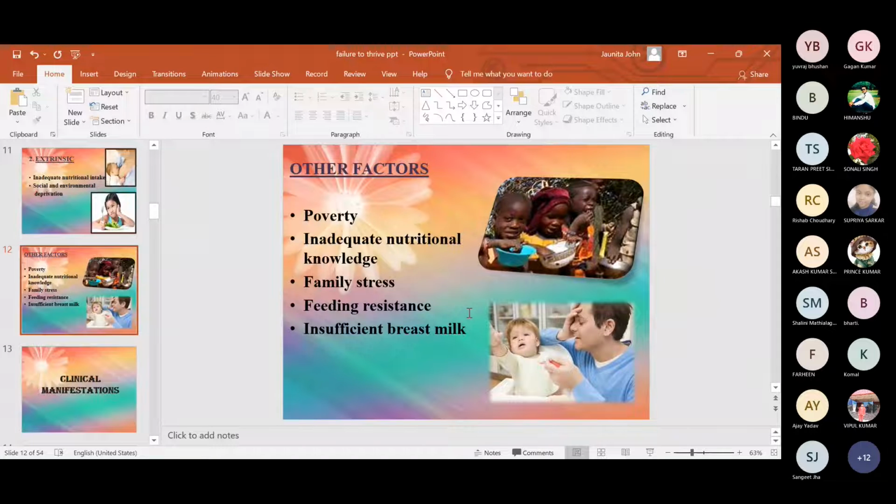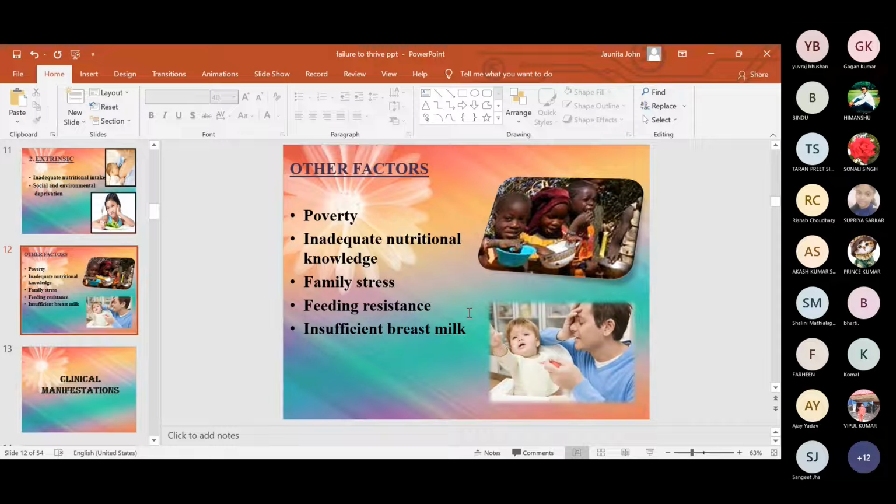Then feeding resistance, as I told you all earlier as well. What is the meaning of resistance? It is opposed to something, meaning stopping from doing something. So who will have feeding resistance? The children who are preterm, or on a ventilator, or in incubators. They are being resisted, nothing is being given by mouth. They are dependent on what? They are dependent on tubes, that is orogastric and nasogastric tube.